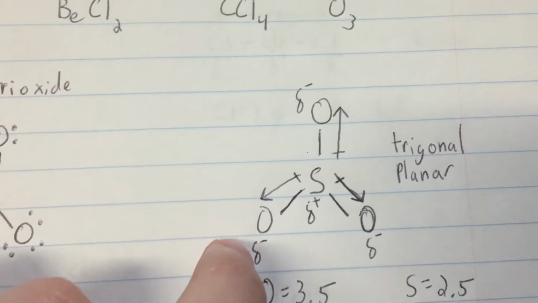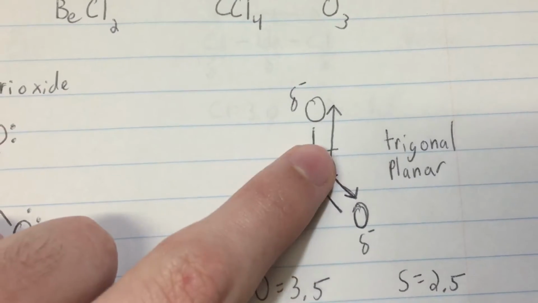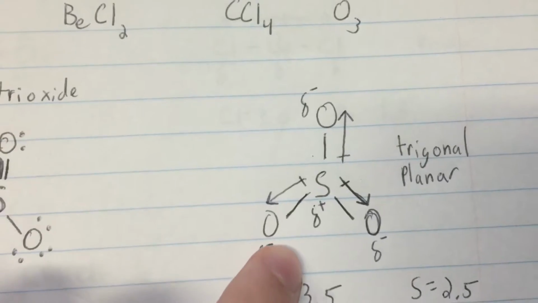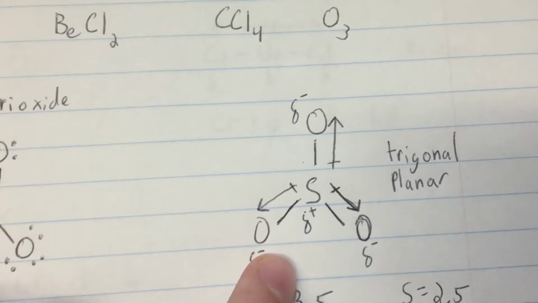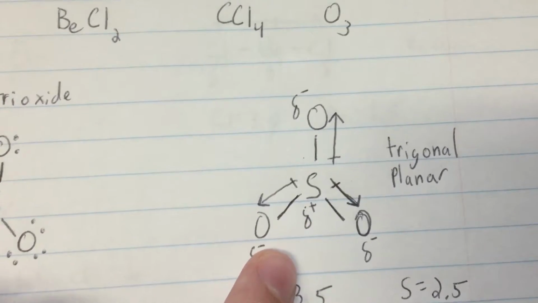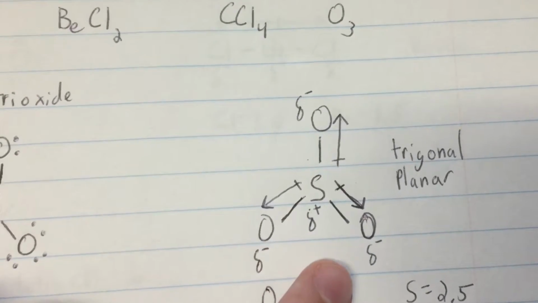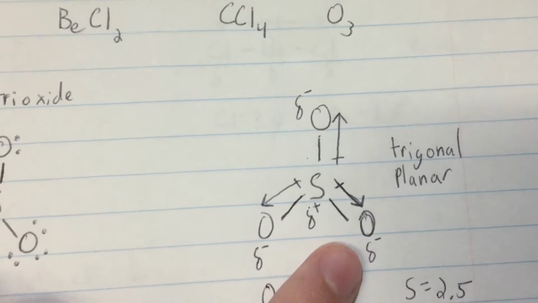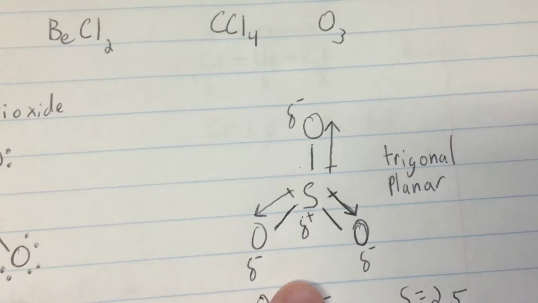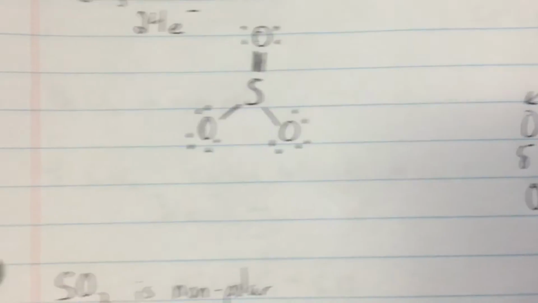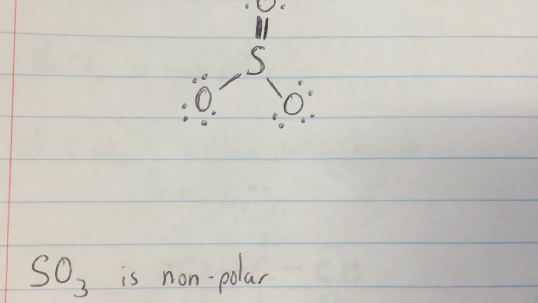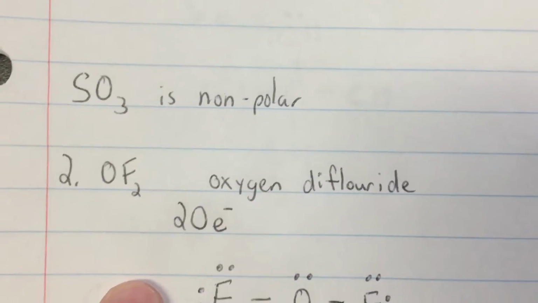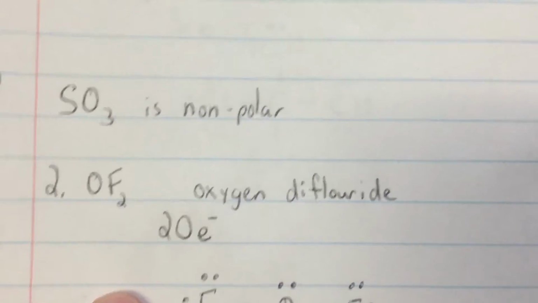As you can tell, all 3 of these arrows are going out in the same direction with the same quantity, as noted by their size and length. Because this is trigonal planar, that means that all 3 of the domains are equal, and so all of the bond dipoles will end up canceling out, therefore giving us a nonpolar molecule. So SO3 is nonpolar. Next, we move on to OF2, or oxygen difluoride.